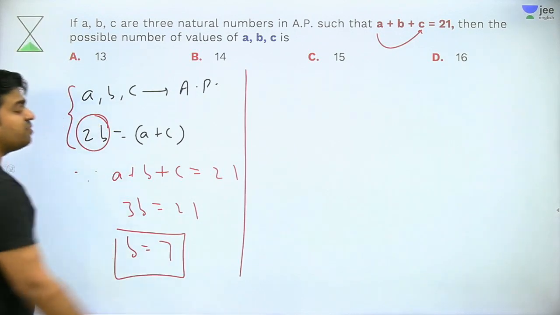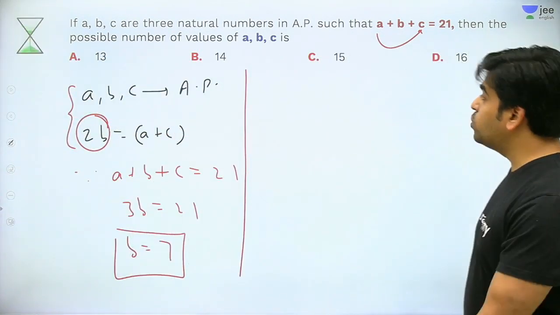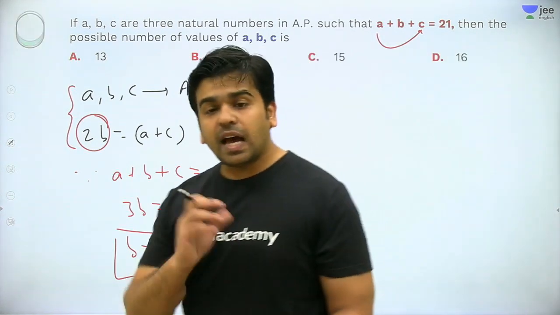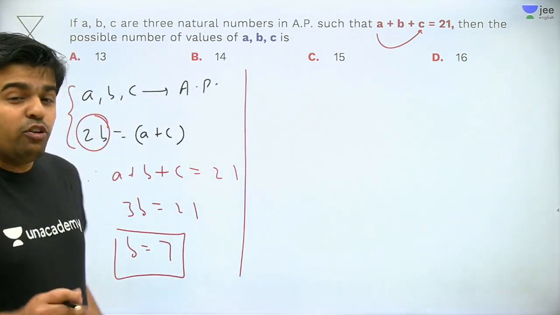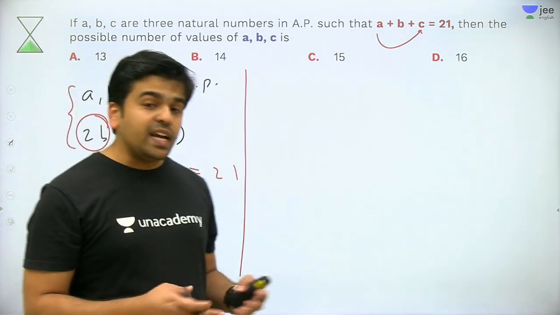I cannot change the value of B. B has to be equal to 7 if these values are in AP and they satisfy A plus B plus C is equal to 21. B has to be equal to 7. Right? Now if B has to be equal to 7, what can vary? Only the values of A and C can vary.